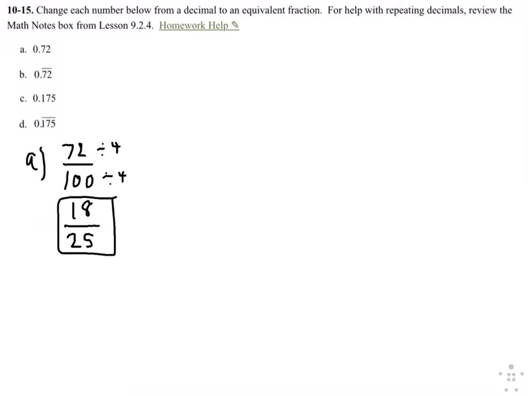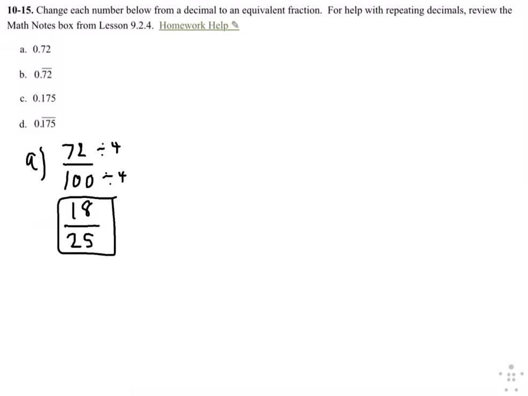Okay, they want us to convert from decimal to fraction. So A is 72/100ths. But clearly that is not reduced, right? Because I could divide by 4 for each of these, right? So this becomes 18/25ths as a reduced fraction.